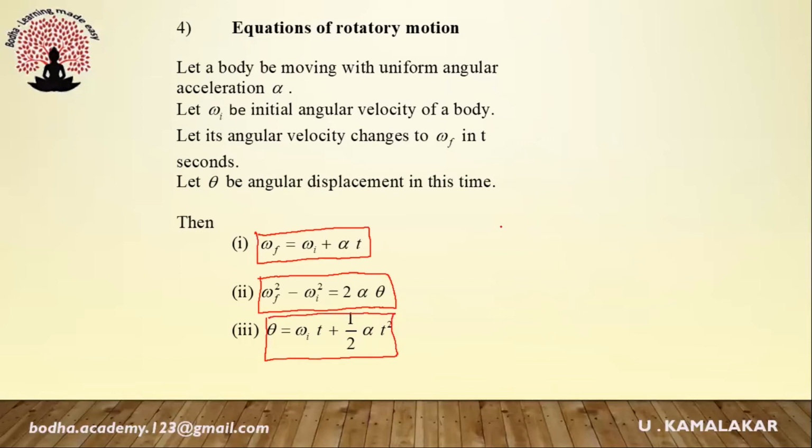They are similar to v equals u plus at, v square minus u square equals 2as, s equals ut plus half at square. So these relations we use in linear motion, whereas in rotatory motion, linear velocity is replaced with angular velocity, linear acceleration is replaced with angular acceleration, and displacement is replaced with angular displacement.